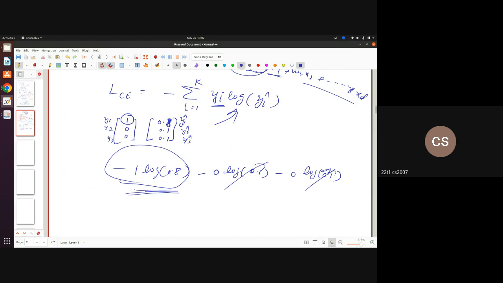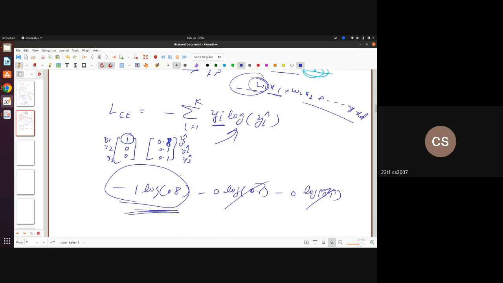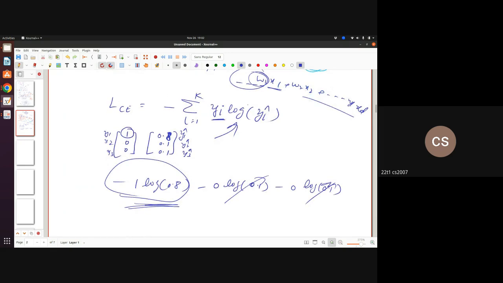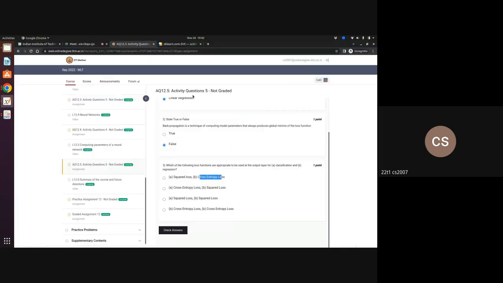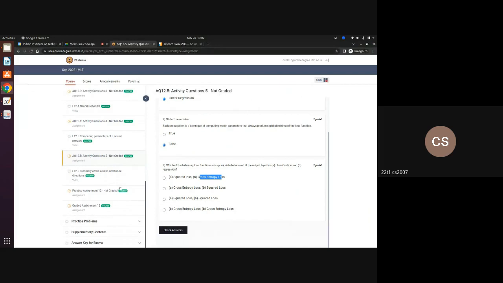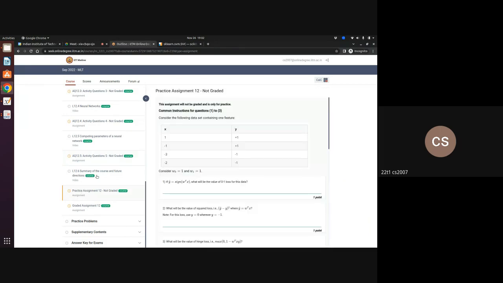As you can see, it's a generalized form of binary cross entropy. In binary cross entropy, we had 2 of these terms. Now we can have k terms, right? So cross entropy and square loss is what we'll be using in the output layer. Let's move on to the practice questions now.